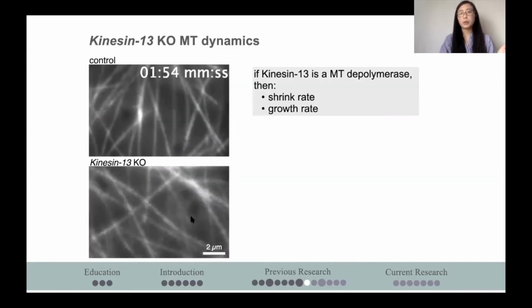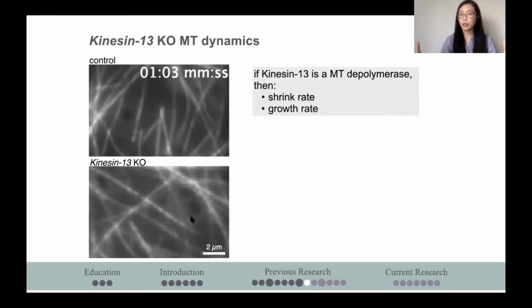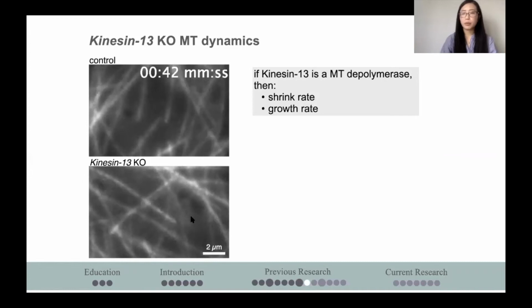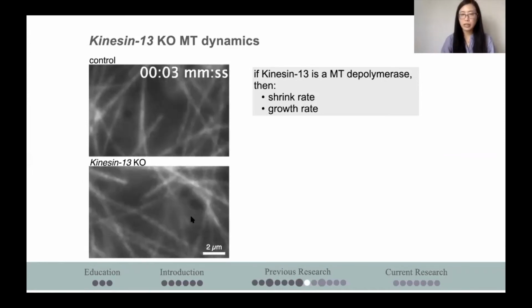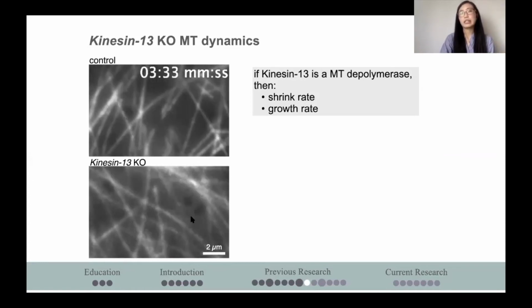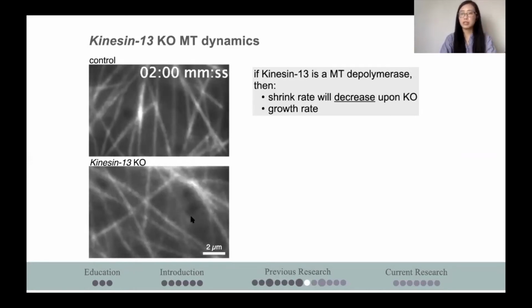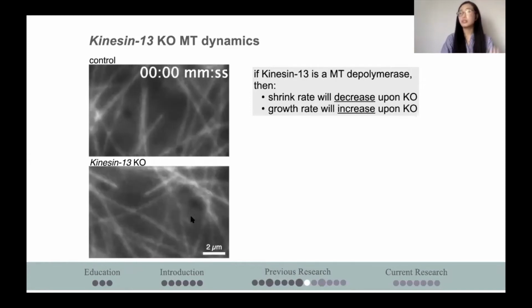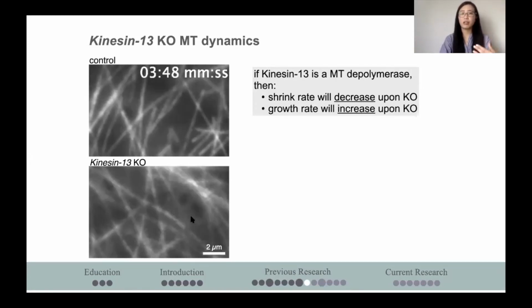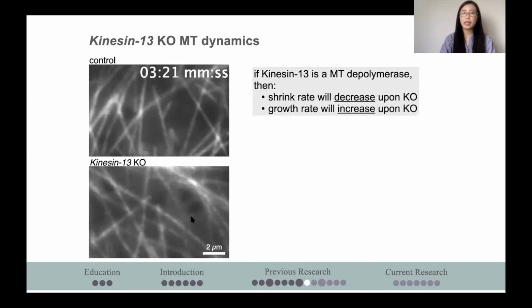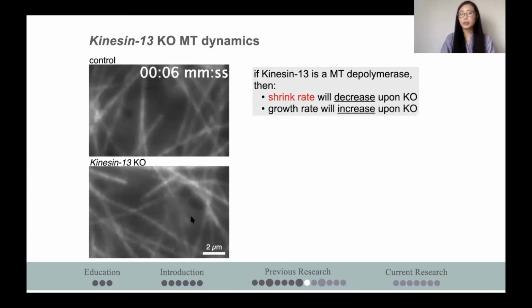Okay, so then I looked at microtubule dynamics, and first we gotta have our hypothesis. Now, like I said before, in animal cells, we know that kinesin 13 depolymerizes microtubules. And if that is the case, then without something to destroy microtubules, the shrink rate, so the rate at which it depolymerizes, should decrease because there's nothing to cause it to shrink. And the growth rate should increase because there's nothing now to cause it to shrink. So first I checked shrink rate.